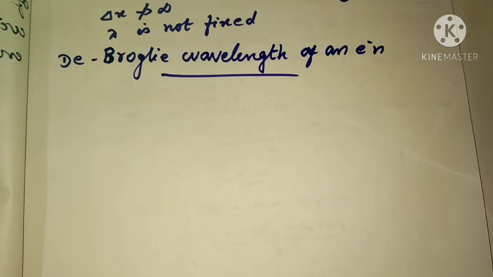De Broglie wavelength of an electron. So you deduce the expression for the de Broglie wavelength of an electron accelerated through a potential difference of V volt. So for that you consider an electron of mass m and charge e. Let v be the final velocity attained by the electron when it is accelerated from rest through a potential difference of V volt. So it gains a kinetic energy. So the kinetic energy gained by the electron equals the work done on the electron by the electric field.